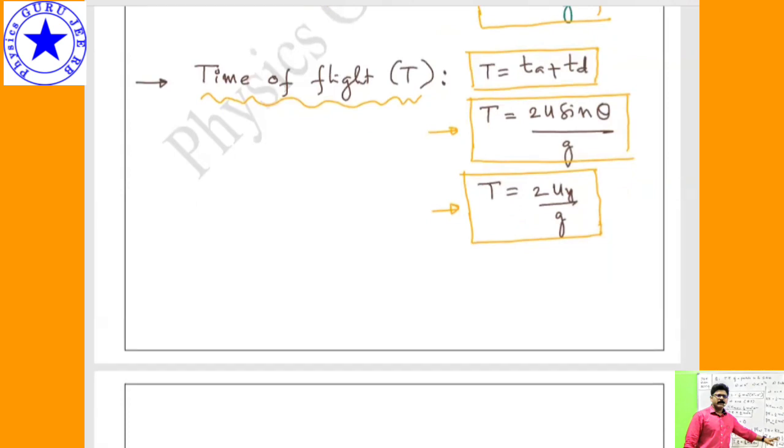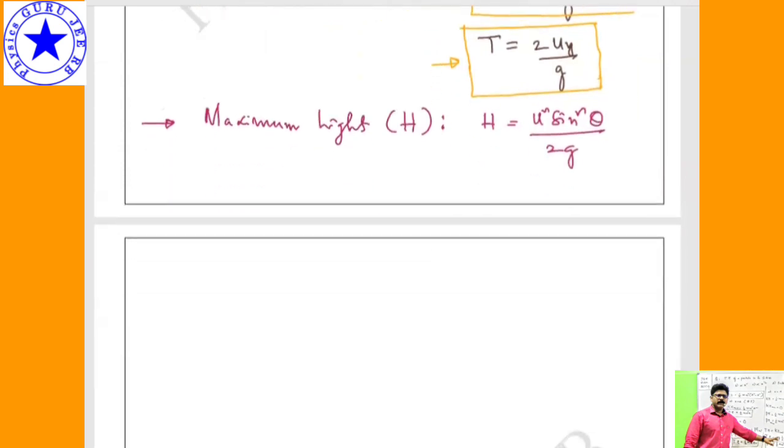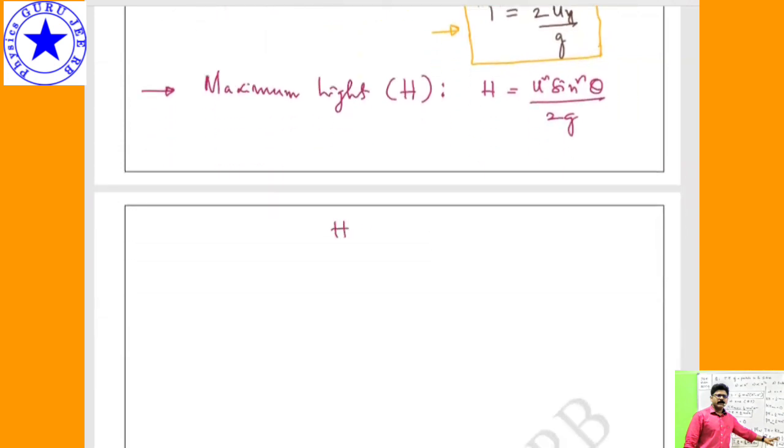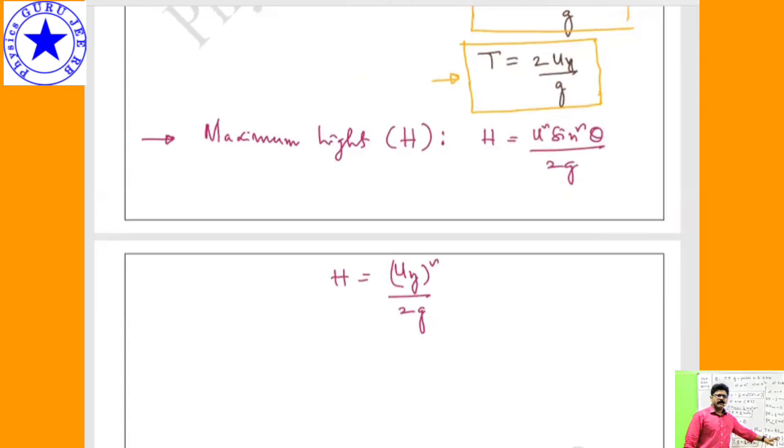Then what we discussed: maximum height. Next one is maximum height. Maximum height, we can take it as h or h max, I'll be taking h here. So what is h we got? h is equal to u square sine square theta divided by 2g, or simply I can write h is equal to uy whole square divided by 2g. Hope it is clear. Now we got maximum height.